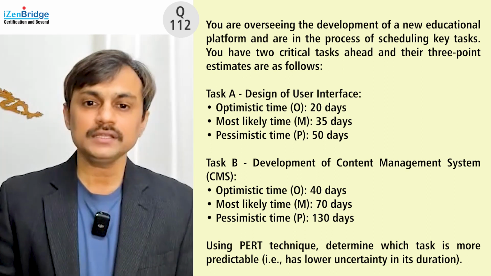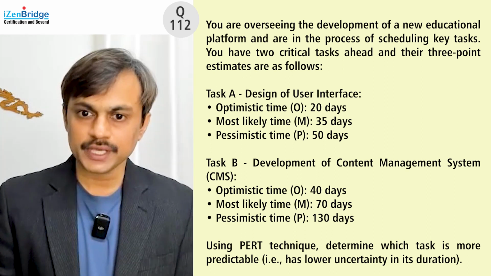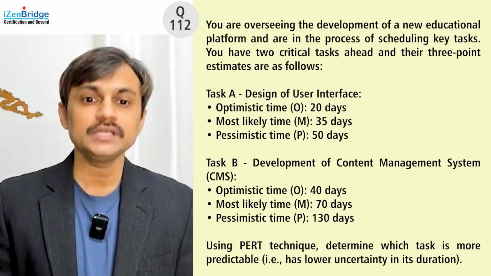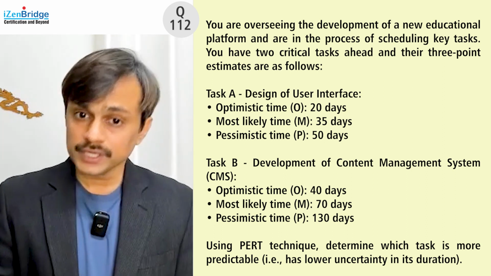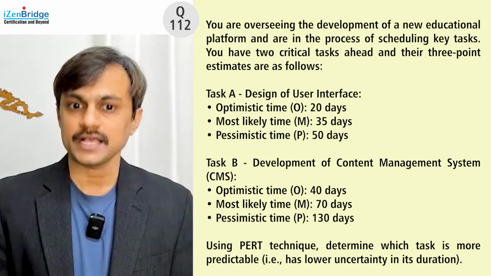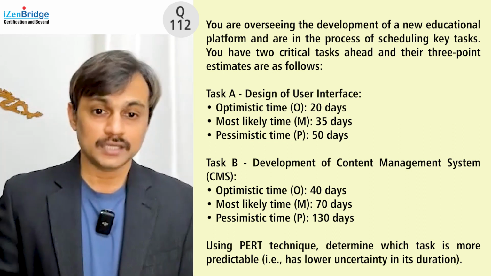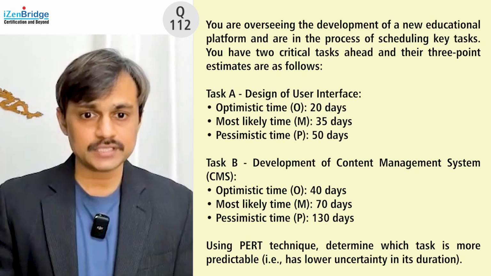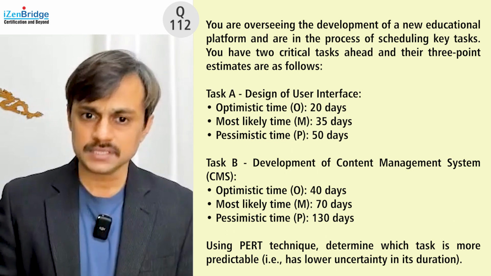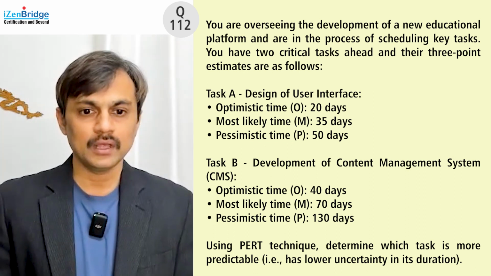You are overseeing the development of a new educational platform and are in the process of scheduling key tasks. You have two critical tasks ahead, and the 3-point estimates are as follows. Task A, design of a user interface. Optimistic time 20 days, most likely time 35 days, pessimistic time 50 days.